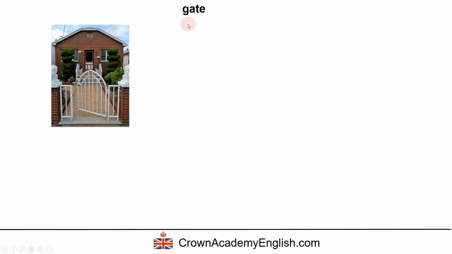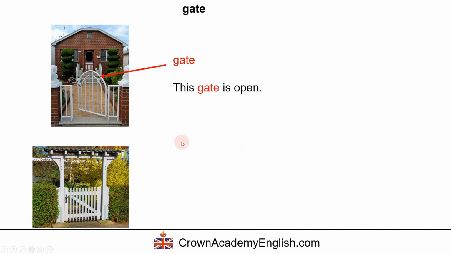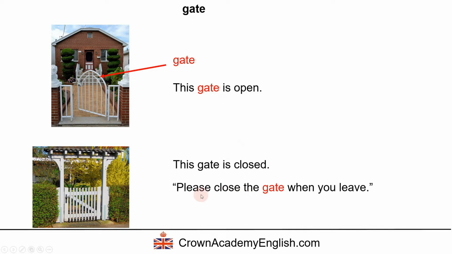A gate. So this is a gate. This gate is made of metal. And this gate is open. And here is another gate. And this gate is closed. We can see it's closed. So this is a gate. We can say to somebody, please close the gate when you leave.